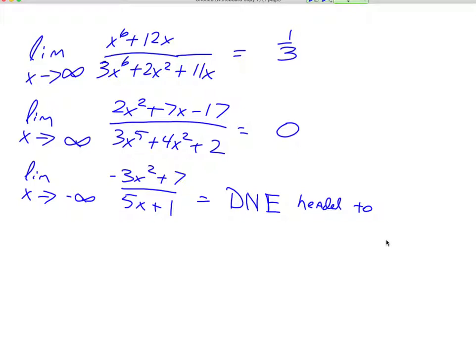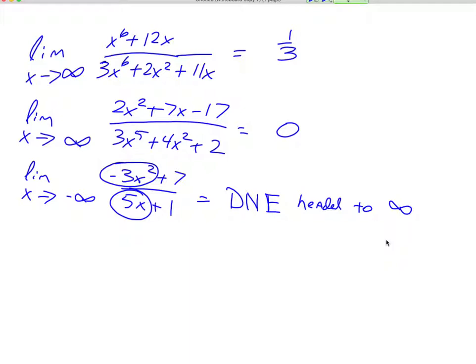All right, to figure it out, I look at the largest exponent of the numerator and the largest exponent of the bottom. Since it's going to negative infinity, I want to think about a negative number. If I plug a negative number into the numerator, does it end up being negative or positive? Negative. Because if I square it, it becomes positive, but then I have to multiply it by -3, so my numerator is going to be negative. If I plug negative infinity into the bottom, what would it make it? Negative. So if I have a negative over a negative, that gives me a positive, and if I get a positive, that means I'm headed towards positive infinity.